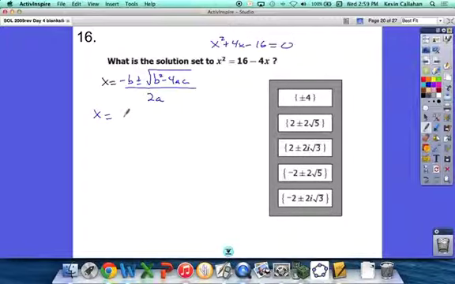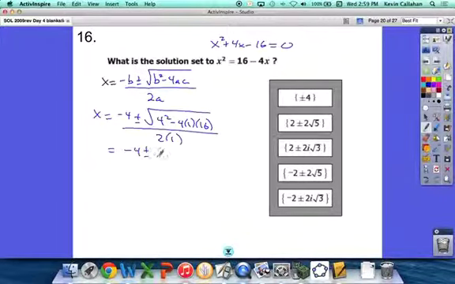Right? I'm going to get negative b is negative 4 plus or minus the square root of 4 squared minus 4 times 1 times negative 16 divided by 2 times 1, right? Which is going to be negative 4 plus or minus the square root of 16. That was a negative, right? 16 plus 64, which is 80, divided by 2. So right away, which answers could we eliminate? I am not even going to simplify anything more. I can tell there's no imaginaries because we're taking the square root of a positive number.